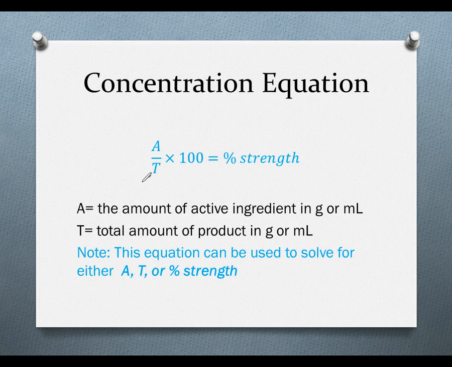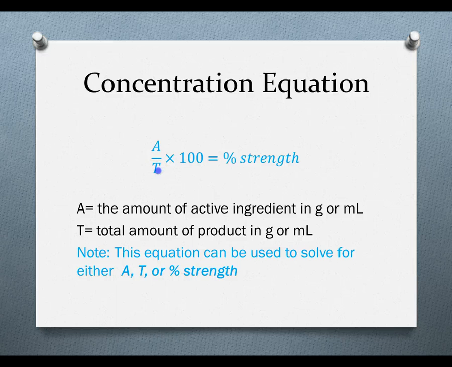Now let's go ahead and take a look at the equation. So we have A over T. A is for active, T is for total. We're going to multiply that by 100 and that's going to be the percent strength. Again, we have to work in grams or mLs only. The active and the total are both considered quantities. If we're given two quantities and once they are converted into the correct units, the low quantity will always be your active.